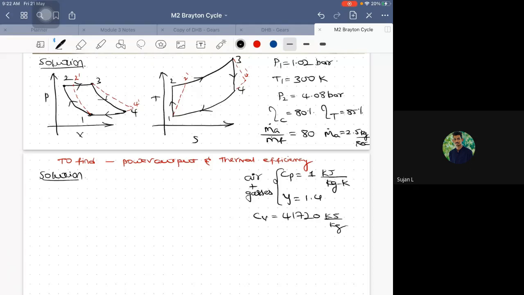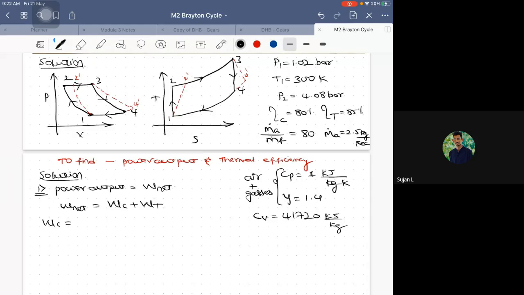Okay, it's very simple. First, they have asked us to calculate the power output. What do you mean by power output? Power output is nothing but the W net. What do you mean by W net again? It is the compressor work plus the turbine work. Now, how will you calculate the compressor work?